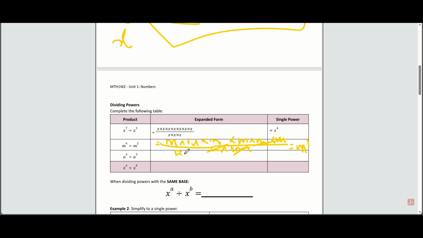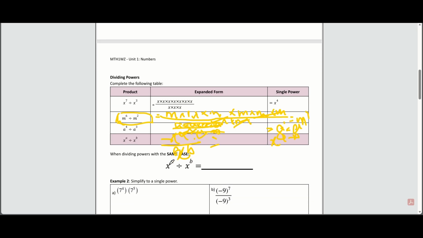Now they're saying that there's a times a times a times a over a times a times a. These two cancel out, these two cancel out. You're only left with a to the power of 1, which equals a. Good job. Now we have x to the power of a divided by x to the power of b. And that basically just means x to the power of a minus b, because when we're dividing the same base with different exponents, we essentially just subtract the exponents. So here it's going to be x to the power of a minus b.